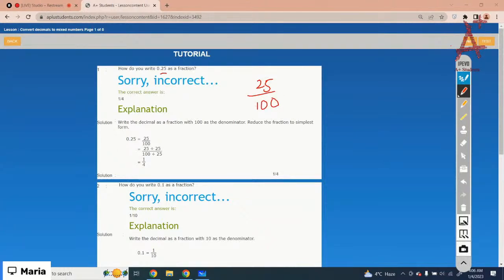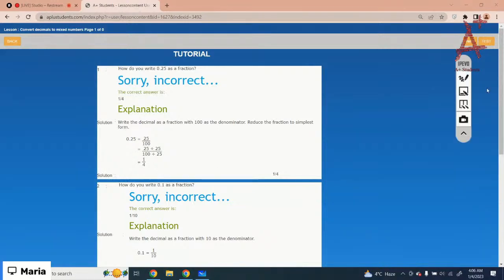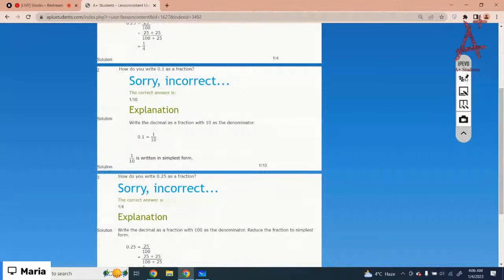Got it? So we have to write the answer in the simplest form. Just find a common number that can divide both numerator and denominator. It would be 25, so divide them by 25. 25 divided by 25 is 1 and 100 divided by 25 is 4. So it would be 1 over 4.